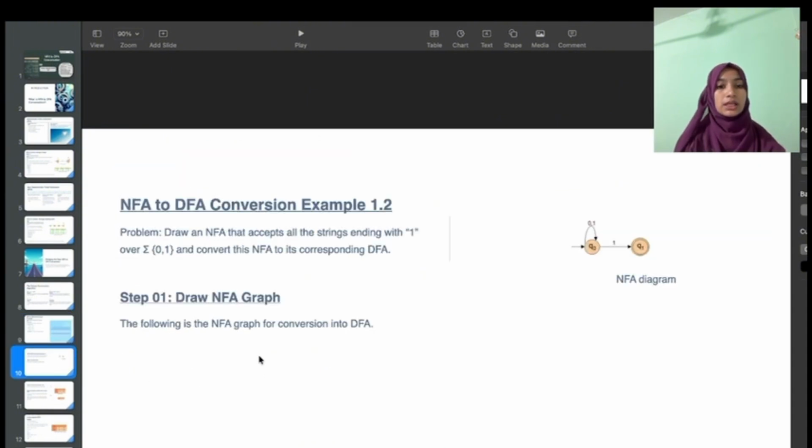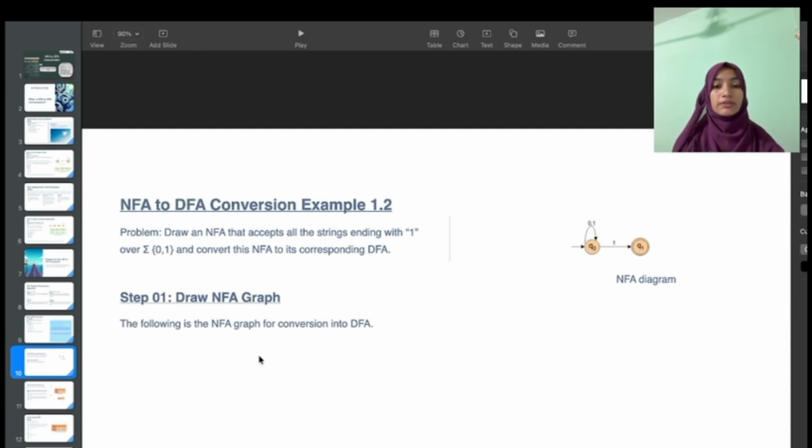Now the problem statement. We need to draw an NFA that accepts all strings ending with 1 over the alphabet {0, 1}, and then convert that NFA into its corresponding DFA.